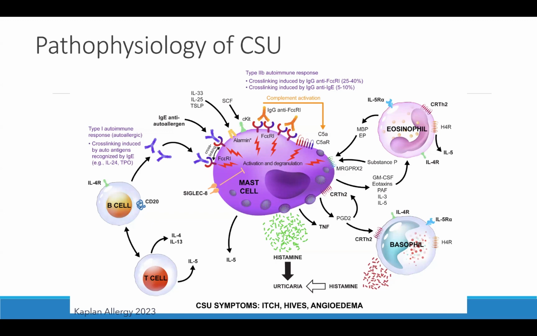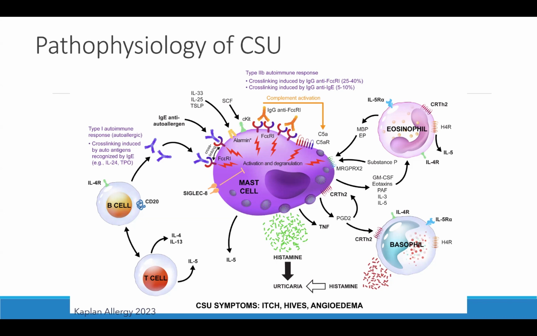The pathophysiology of CSU. The type 1 autoimmune response is also known as the autoallergic response. Here, the presence of autoantigen in the skin can form a complex with IgE and activate mast cells. For example, IgE autoantibodies to autoantigens such as interleukin-24 or thyroid peroxidase TPO. These IgE autoantibodies then bind to high-affinity IgE receptors and can be cross-linked if antigen is present.